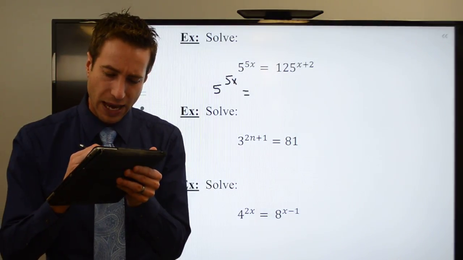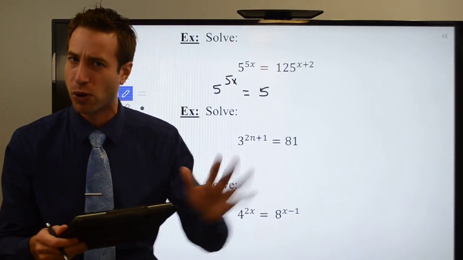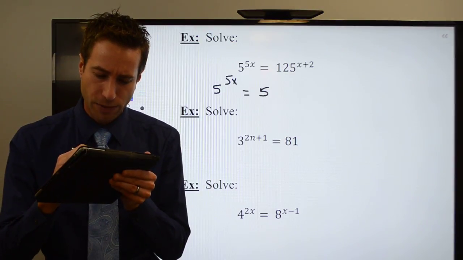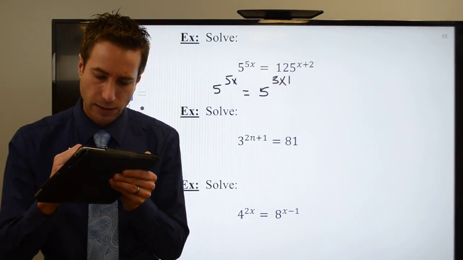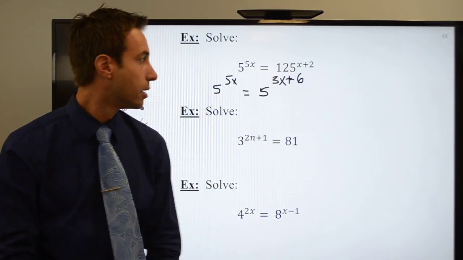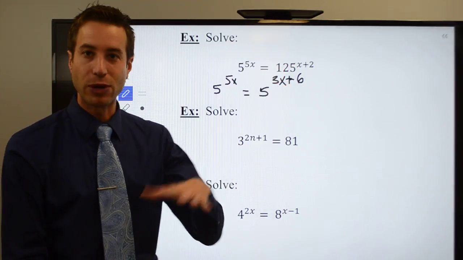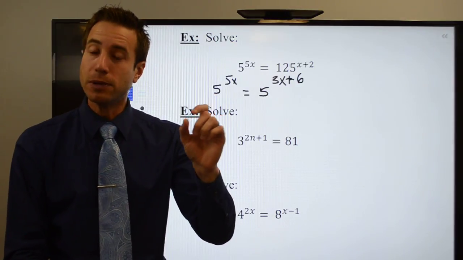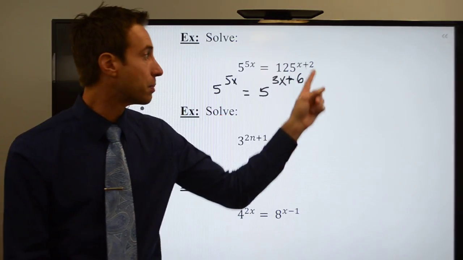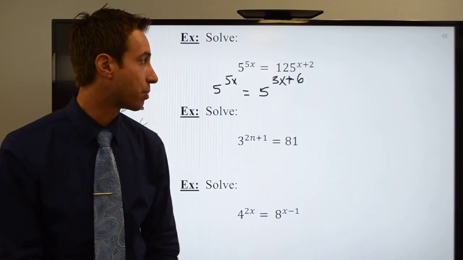So hopefully you're okay with this. At least you can picture it in your head at this point. We've done enough of these. You should be able to jump straight to 3x plus 6. Again, just because I've rewritten the 125 as a 5 cubed, but that cubed will get multiplied by the power that's already there, the x plus 2.